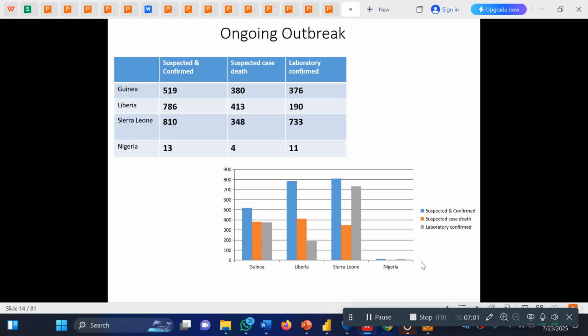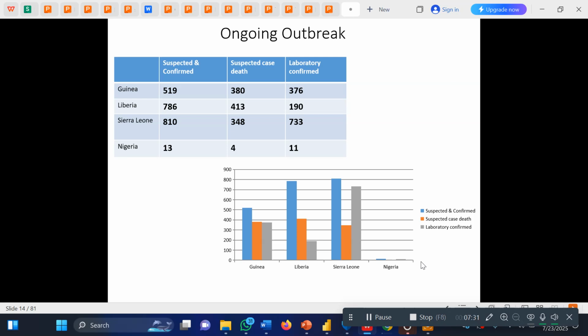For the regions where we had the outbreak, in Guinea, suspected and confirmed cases were 519. Suspected case deaths were 380. Laboratory confirmed cases were 376. In Liberia, suspected and confirmed cases were 786. Suspected case deaths were 413. Laboratory confirmed cases were 190.